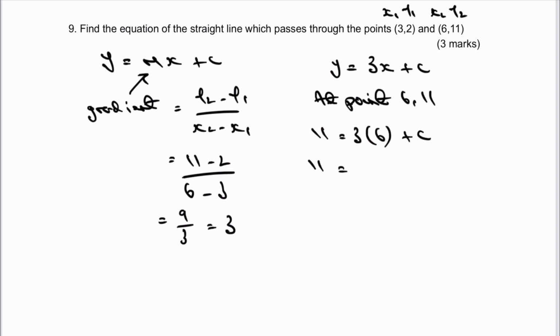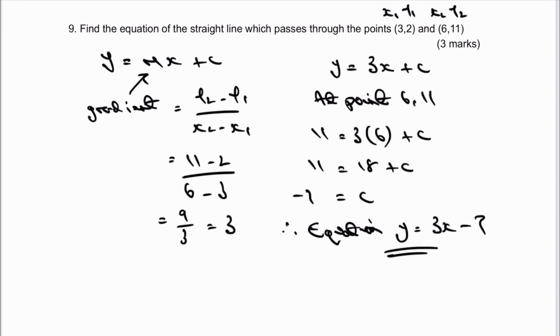So I've got 11 equals 3 multiplied by 6 plus c. So 11 equals 18 plus c. Minus 18 from both sides, I'm going to get minus 7 equals c. Okay, so therefore the equation of the straight line is going to be y equals 3x minus 7, and that would be the answer to question number 9. That's worth 3 marks to you to do something like that.